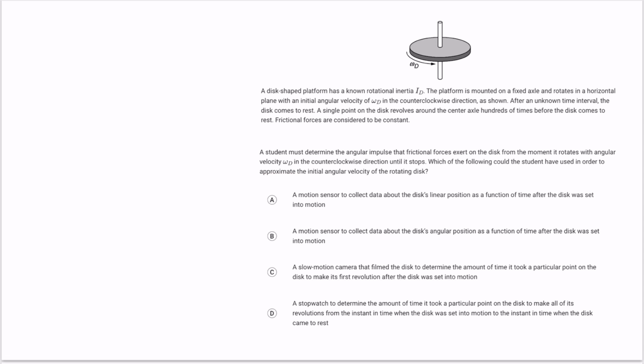So I do like C, and a slow motion camera would help us see how long it took that first revolution, which we would know represents 2 pi radians, and then we'd have the time so we could find the velocity, or at least the average velocity of that first revolution.